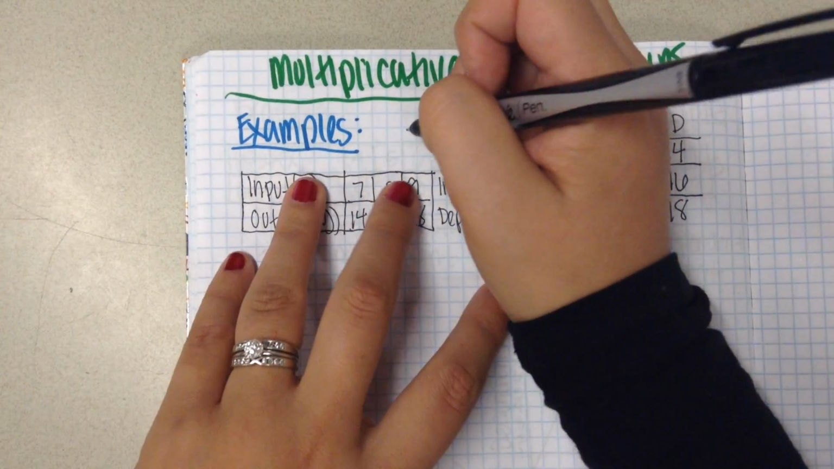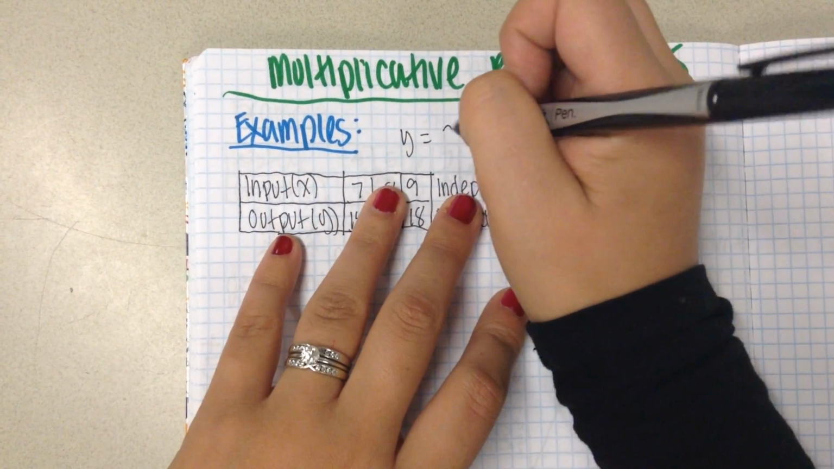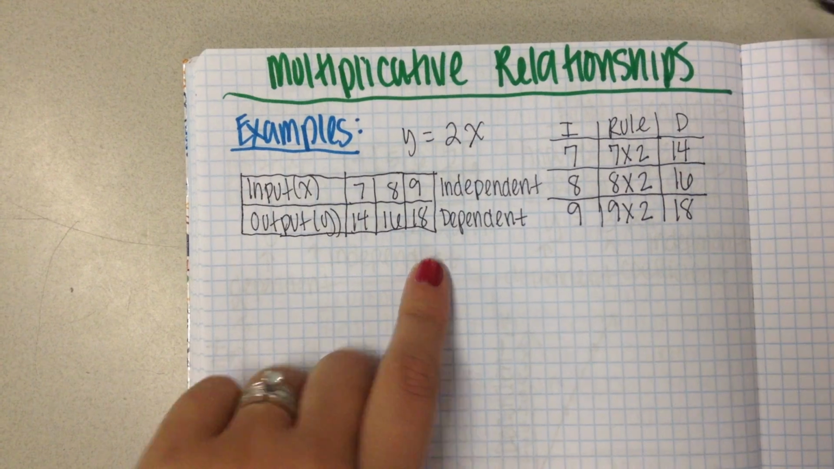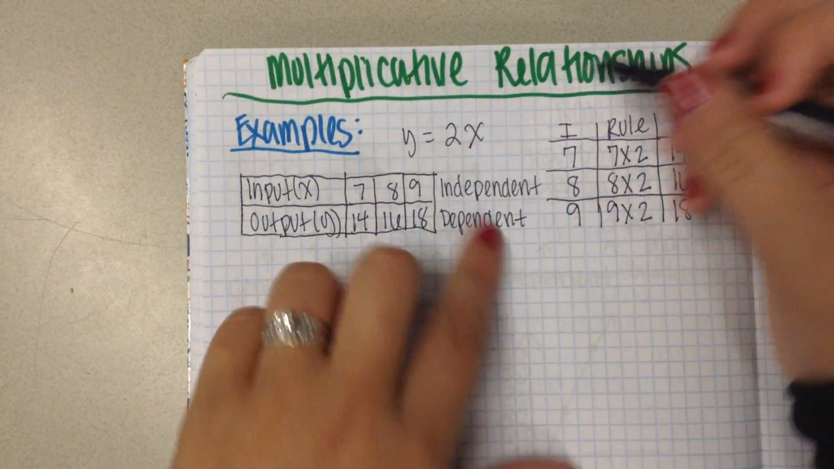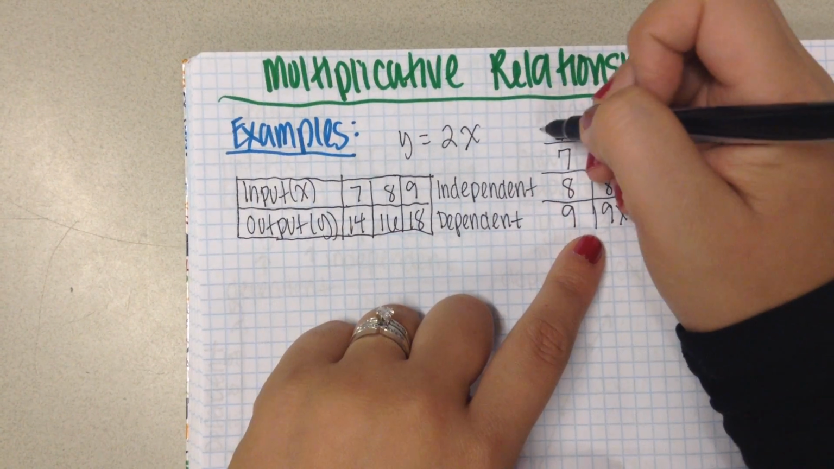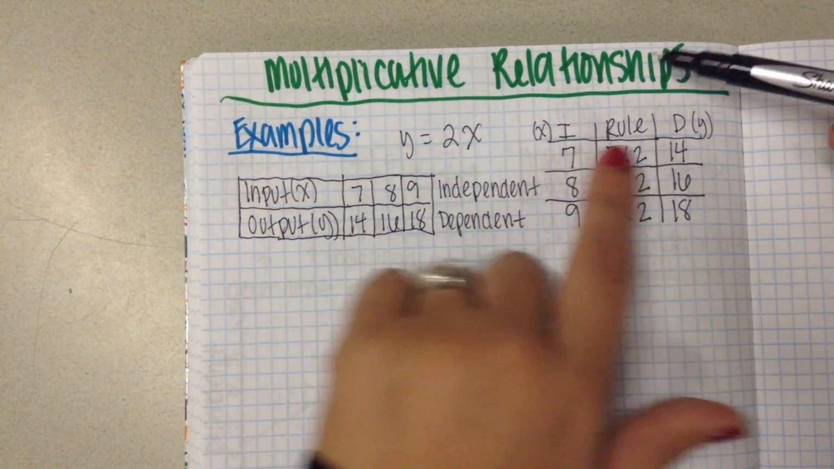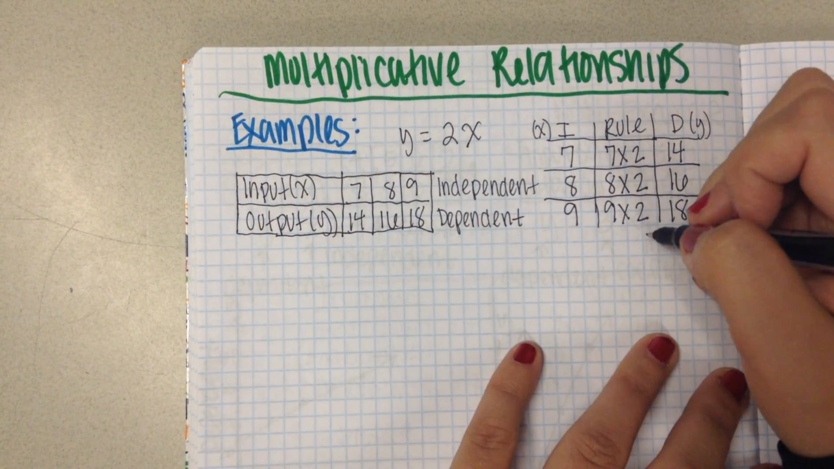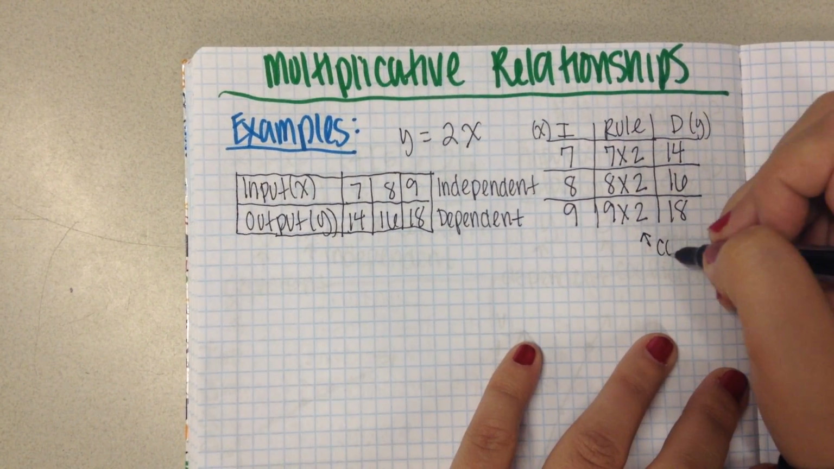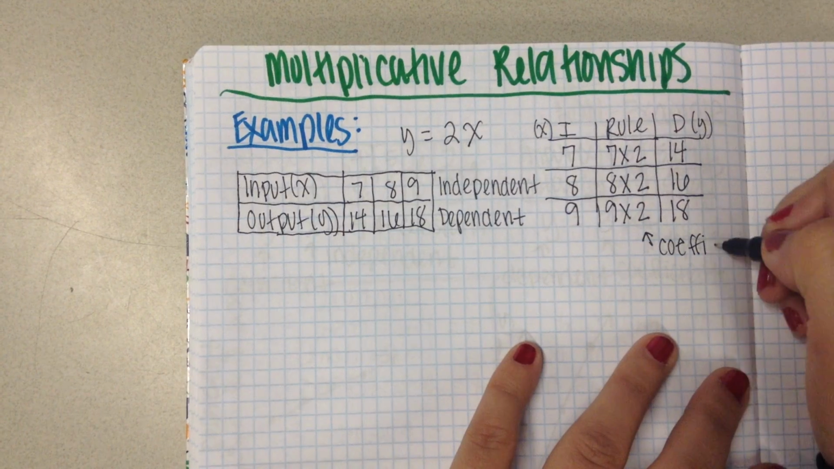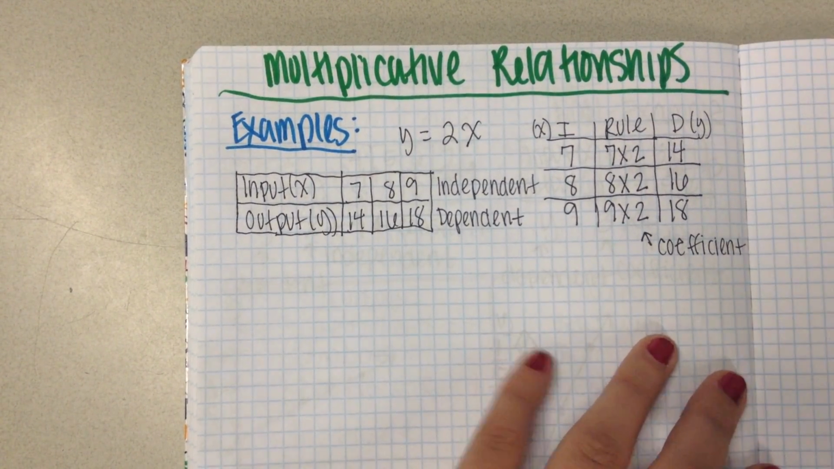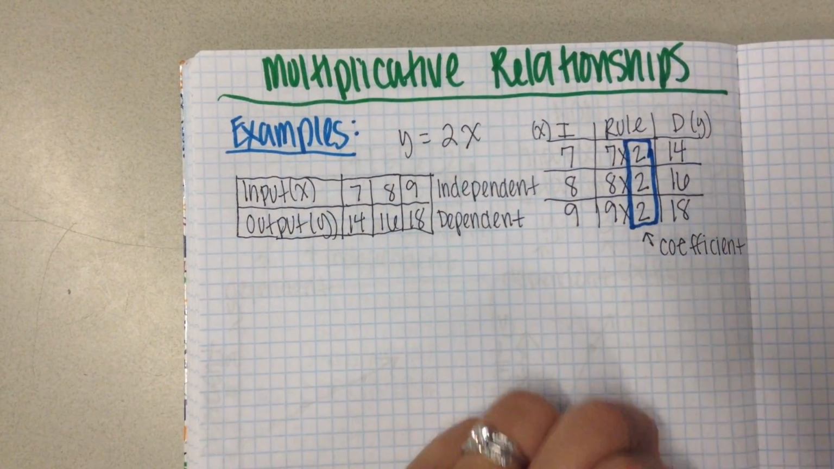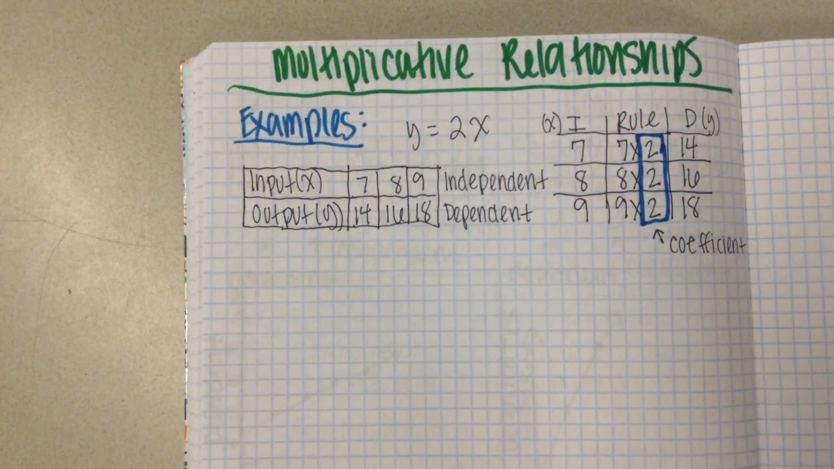So my equation would be y is equal to 2x. The y is your dependent, and the x would be your independent. The rule is telling you what you're doing. You have a coefficient of 2. This number right here is called a coefficient. And if you notice, it has to be the same number each time. I'm multiplying by 2 every single time.